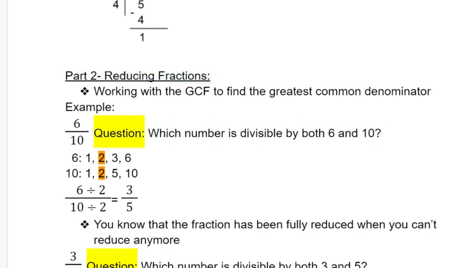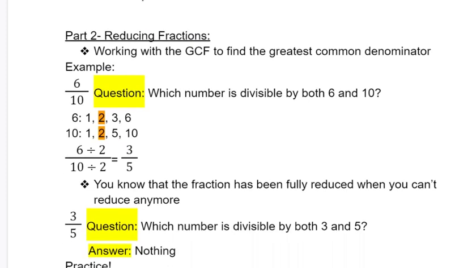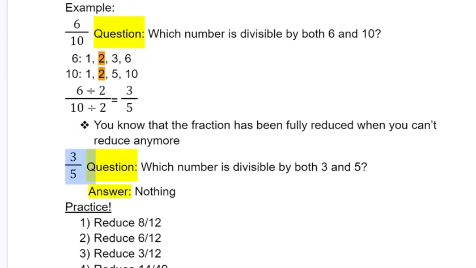So 6 divided by 2 is 3, and 10 divided by 2 is 5. And you know that the fraction has been fully reduced when you can't reduce anymore. So if we look at our new fraction here, which is 3/5, and we ask the question again, which number is divisible by both 3 and 5, the answer is nothing.